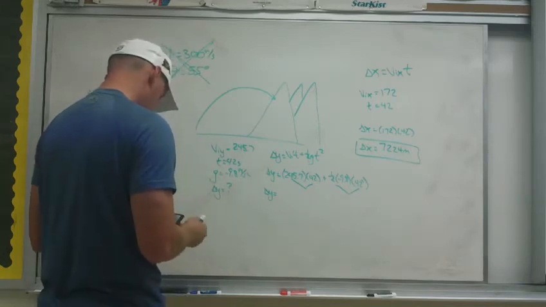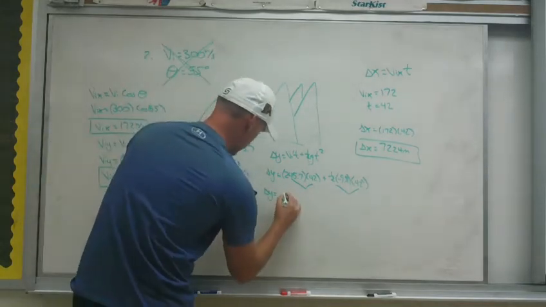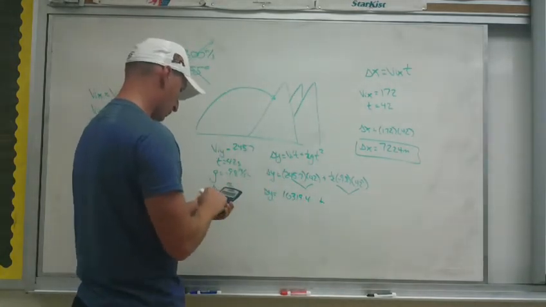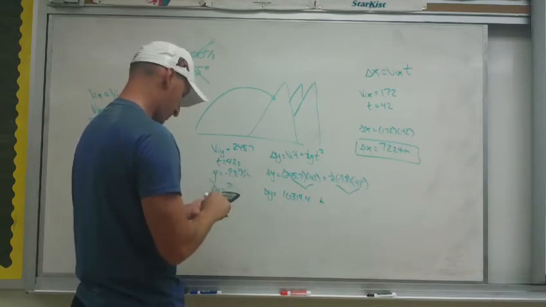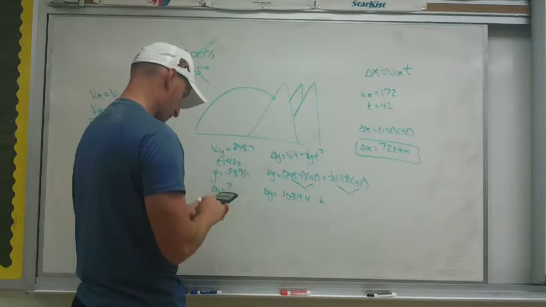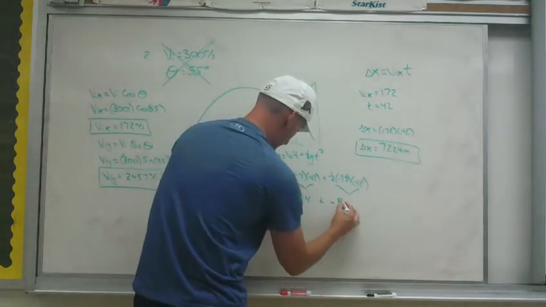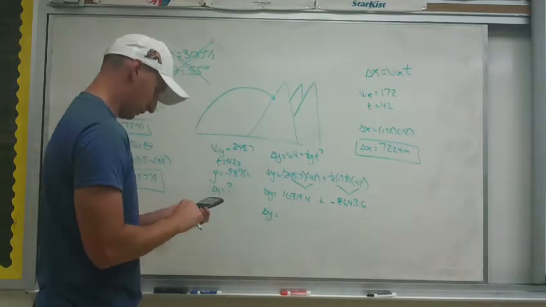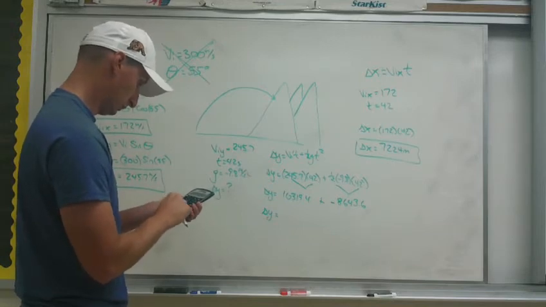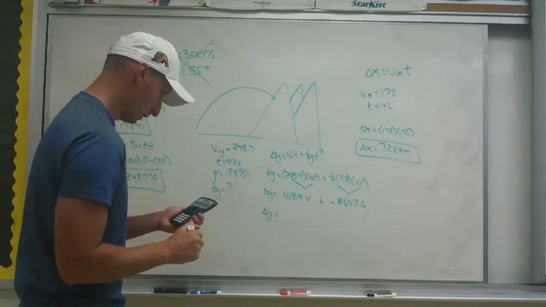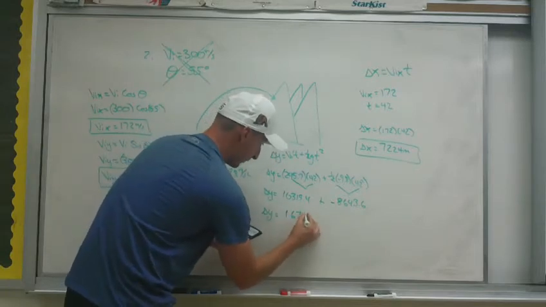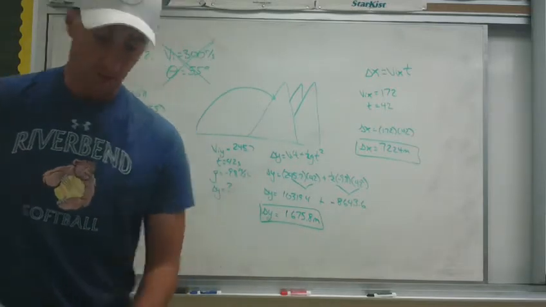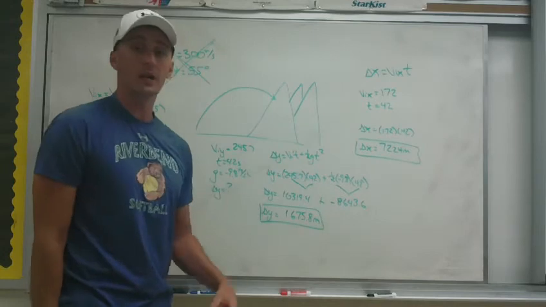It's 10319.4, plus, I'll do this one, 42 squared times negative 9.8 times 0.5. I get negative 8643.6. All I gotta do is add now. So delta Y is equal to 1,675.8 meters. Okay, so we have the location in the X, the location in the Y of the projectile after 42 seconds.